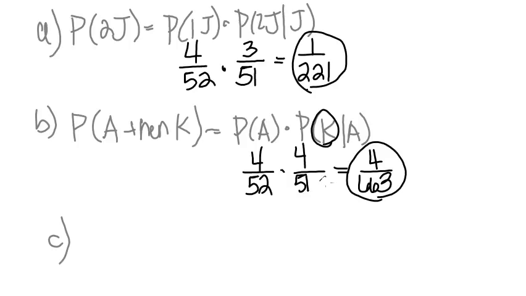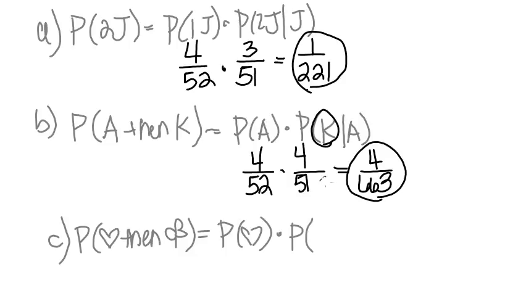Right? C. Probability of getting a club and a heart. So probability of getting a club and a heart in order. So probability of a heart, then a club, because I want to get them in order, heart then club. So the probability of a heart times the probability that I pick a club after I pick a heart. So how many hearts are in a deck? There are 13 out of 52 hearts.